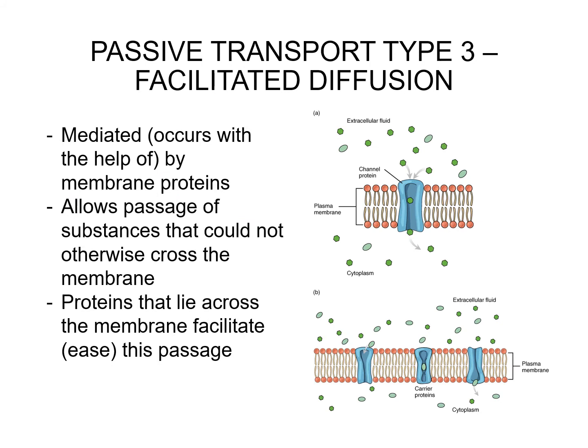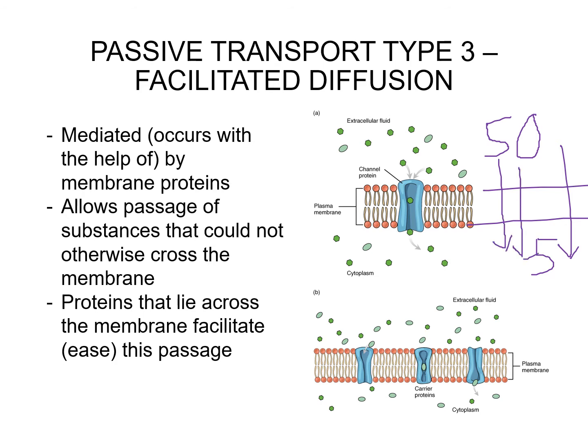We've talked about simple diffusion. Another type of passive transport is called facilitated diffusion, and facilitated diffusion is the same exact thing. What we're doing is going from a high concentration to a low concentration. So if I have, let's say, 50 salt molecules on the outside of the cell, here's my plasma membrane, my wall, and I have 5 on the inside, generally speaking, those 50 are going to want to go towards the 5. We're still going to go high to low.